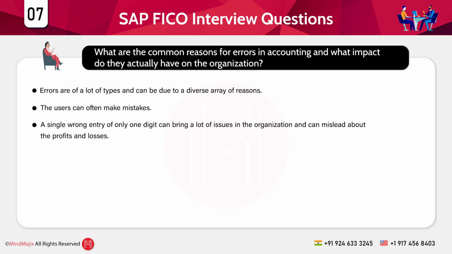The next question is a very important question. It says: what are the common reasons for errors in accounting and what impact do they have on the organization? Errors are of a lot of types and can be due to a diverse array of reasons. Users can often make mistakes. A single wrong entry of only one digit can bring a lot of issues in the organization, and it can mislead about profits and losses as well. Errors can be due to negligence of the users, faults in the systems, wrongly prepared bills or claims, gross errors, basic accounting errors, errors due to not updating the sheets, and so on.